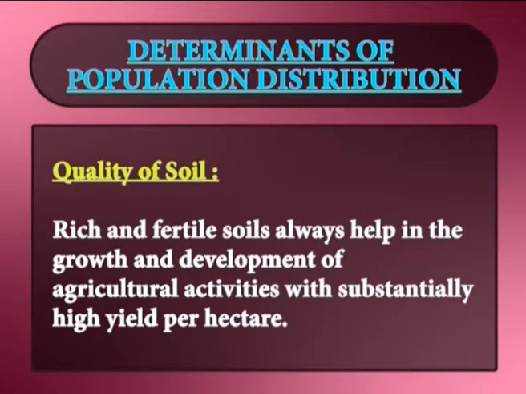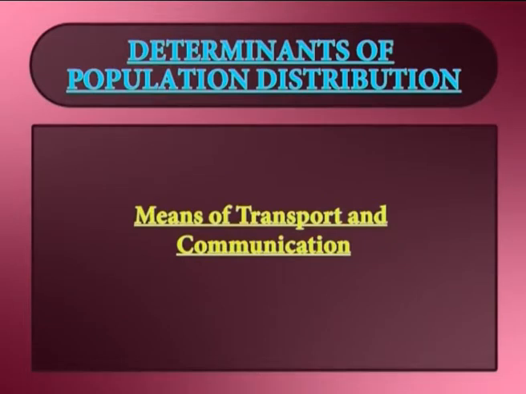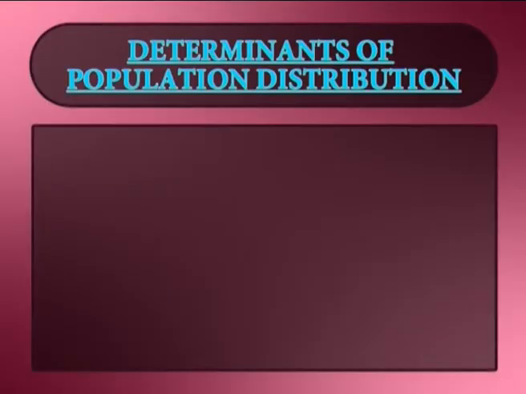Quality of soil. Rich and fertile soils always help in the growth and development of agricultural activities with substantially high yield per hectare. This is so because fertile lands produce a variety of crops to support dense population. Means of transport and communication. Highly developed means of air, surface and water transport add to density of population in a particular region because there the people can manage and carry on agriculture, commercial as well as industrial activities very safely and swiftly.